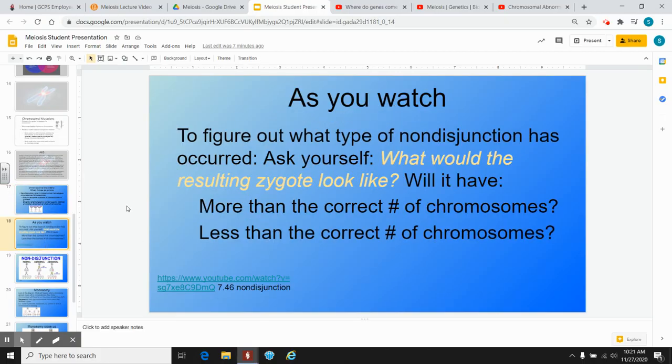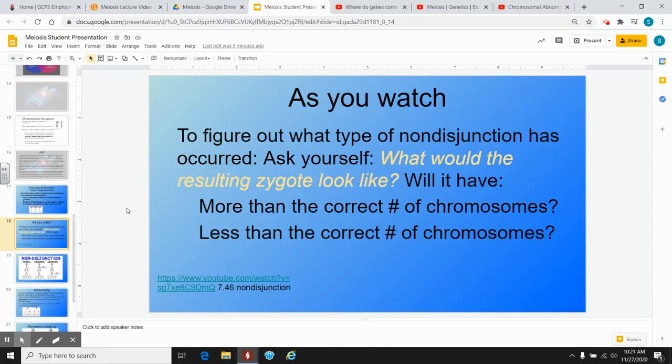So we're going to watch a clip about non-disjunction, and they're also going to introduce you to some other things like karyotypes. So to figure out what type of non-disjunction has occurred, here's what you need to ask yourself. What would the resulting zygote, that fertilized egg, look like? Would it have more than the correct number of chromosomes? Would it have fewer than the correct number of chromosomes? If a mutation hasn't occurred, then you'd have the normal number of chromosomes.